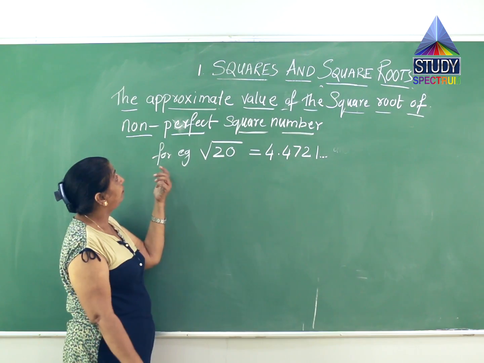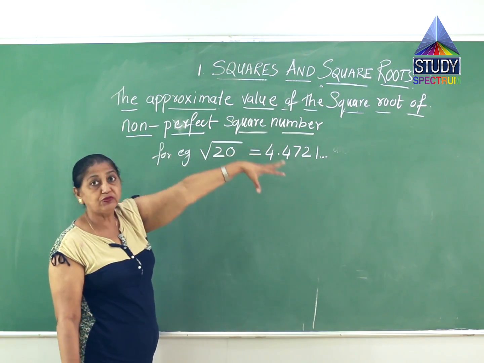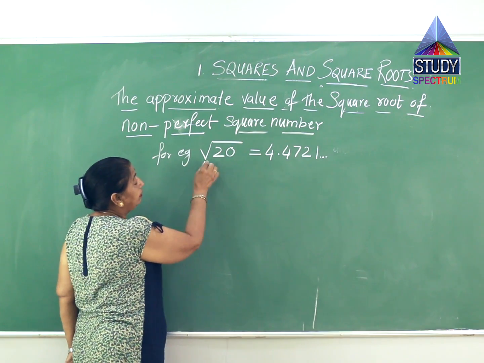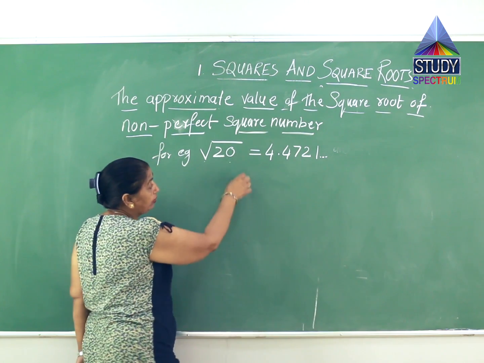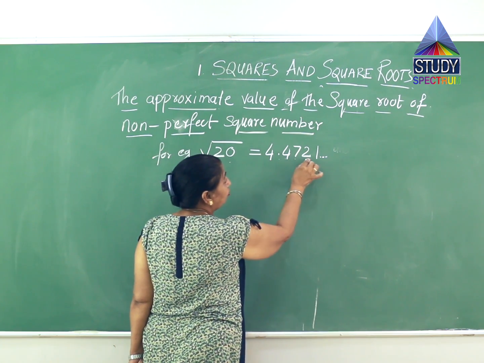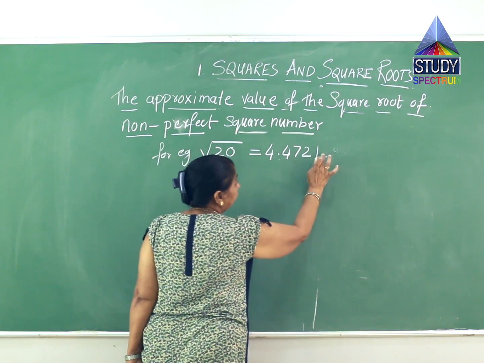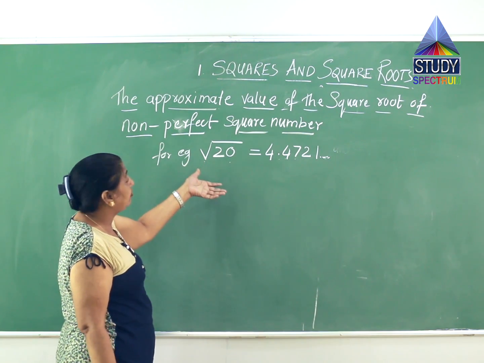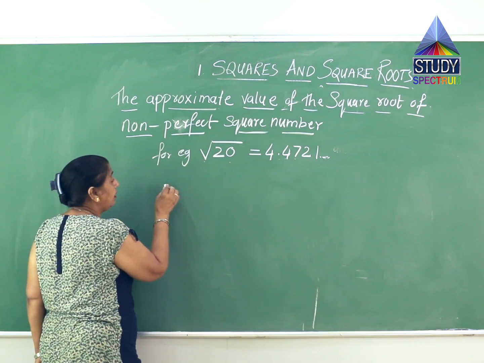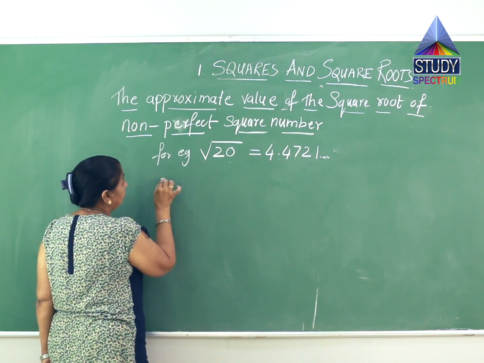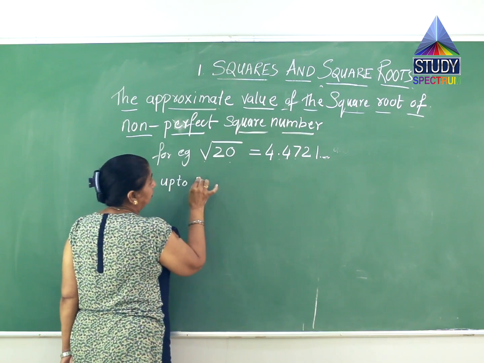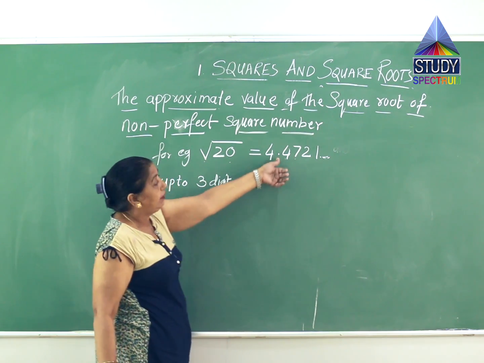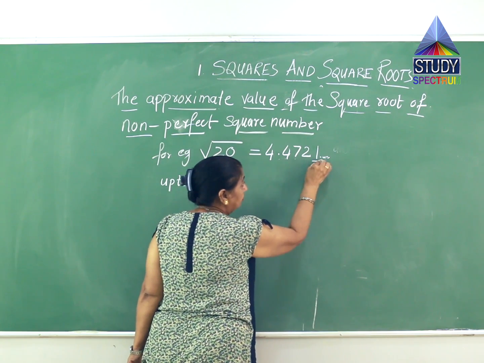Now the next topic of this chapter is the approximate value of the square root of a non-perfect square number. As we have already done the root of 20 by division method and we got the answer 4.4721 and so on, as the dots indicate that it continues. Now for this approximate value you have to see what they have asked you. If the approximate value is asked up to 3 digits after decimal point, then I have to consider the 4th digit.